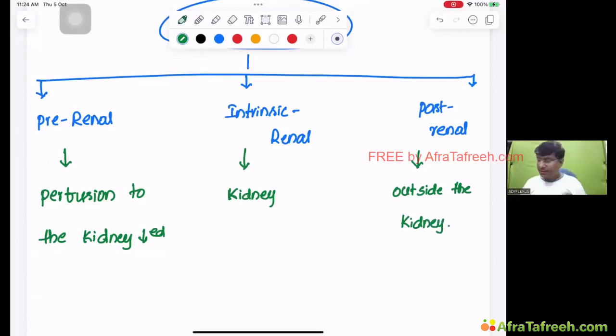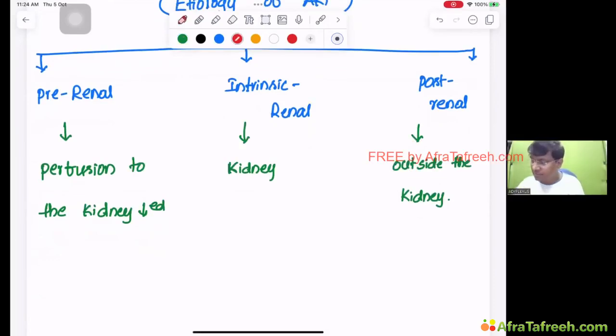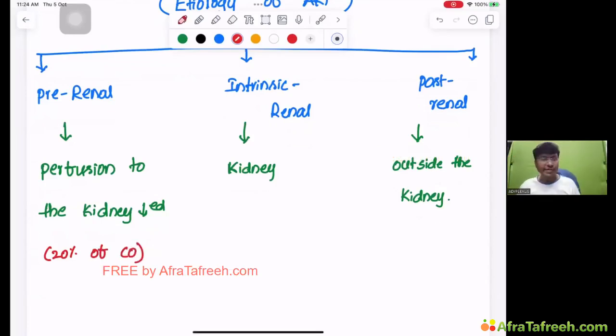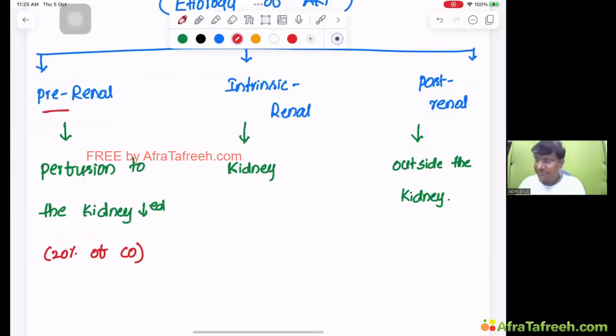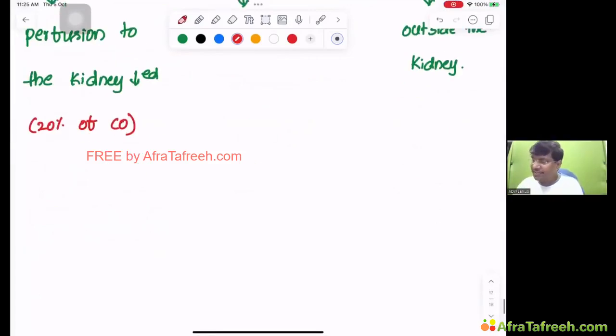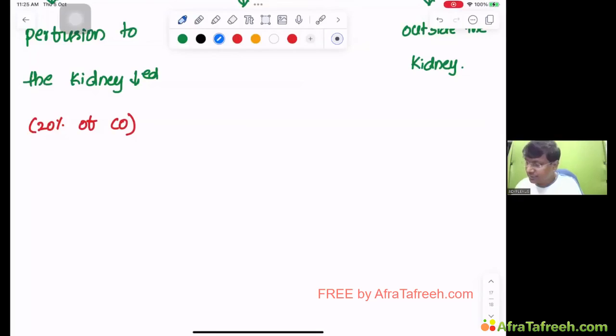Okay. So perfusion to the kidney. How much is the normal perfusion we have discussed? That is 20% of the cardiac output that goes to the kidney. And if it is reduced, that will result in what is called pre-renal. Now, what are the pre-renal pathologies? What are the pre-renal conditions? I have already told you the concept. Pre-renal means perfusion to the kidney is reduced. Now, can anyone tell me what are all the various pre-renal causes?